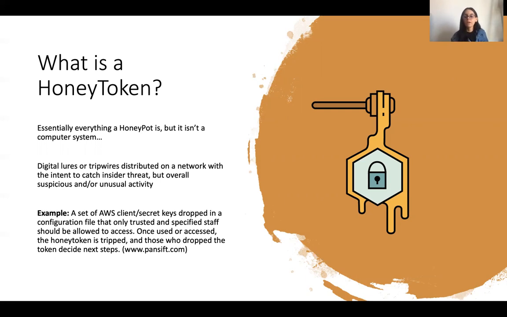So for example, a set of AWS client or secret keys are dropped in a configuration file that only trusted and specified staff should be allowed to access. So once it's used or accessed, the HoneyToken is then tripped over, and then whoever dropped that HoneyToken is triggered and alerted, whether that's phone, email, whatever the system has it set up as, and then it's up to that person to decide the next steps.